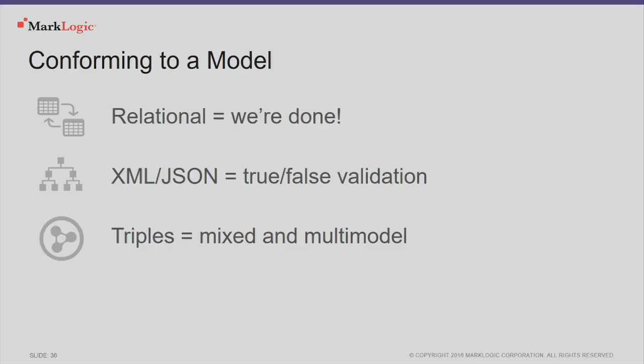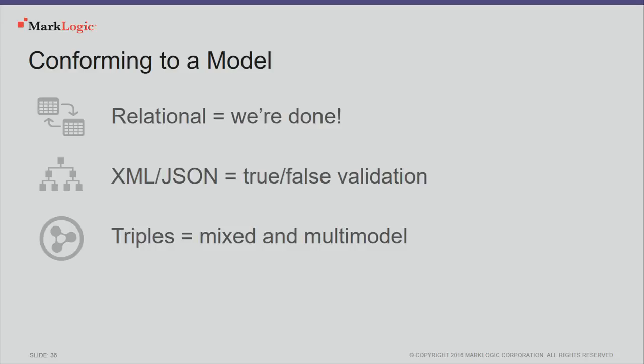If data is in a relational model, we're already done. We know that it's conforming to some kind of model already. That was its strength, and it's also its weakness, because you can't really change it once it's there. In an XML or JSON database, you can write schemas, XML schemas, which will tell you whether a particular document meets certain criteria, whether it's in or out. You can validate things. That's a very powerful way of looking at documents, and it's a way of making sure that your documents conform to a particular model.